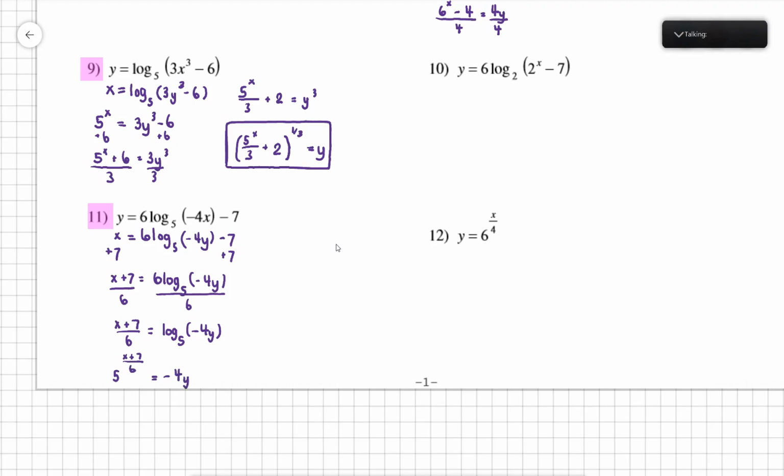So this one's going to be a funky one because we need to divide everything by negative 4. So we get negative 5 to the power of x plus 7 over 6, all over 4, is equal to y.